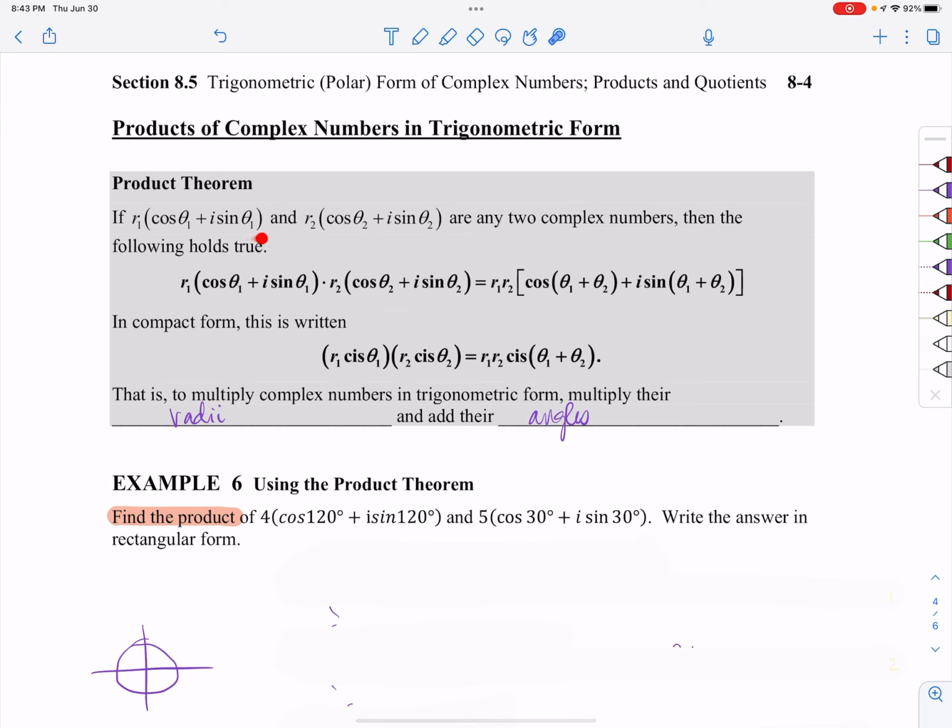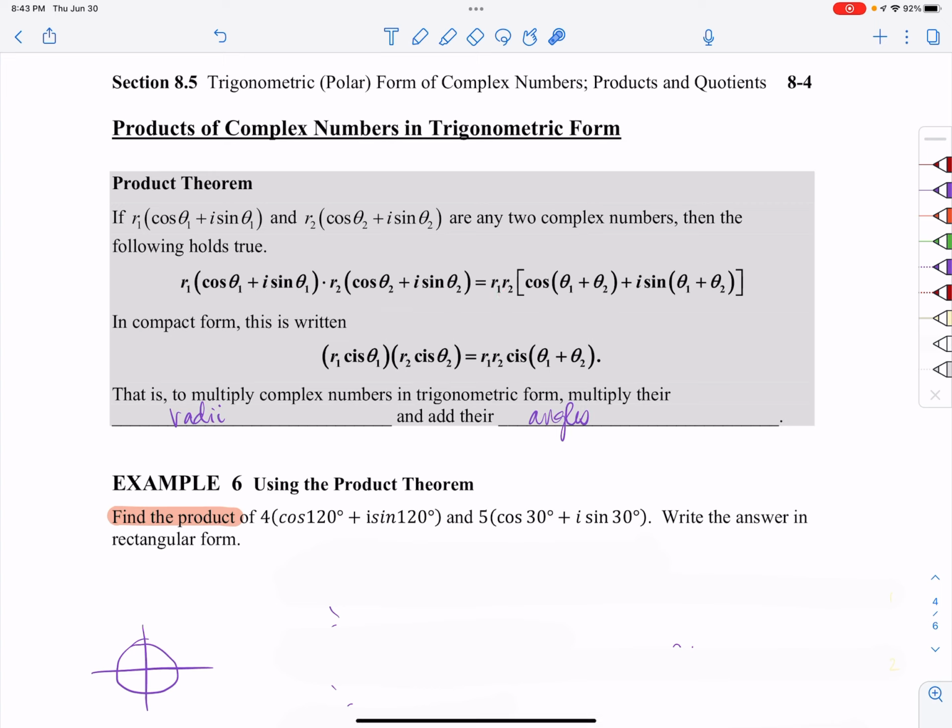All right, so here's what we have. We've got one complex number, and here we have a second complex number. And notice that the following is going to hold true. If I want to multiply these two complex numbers together, the first thing I'm going to do is multiply my radii together. So radius 1 times radius 2.